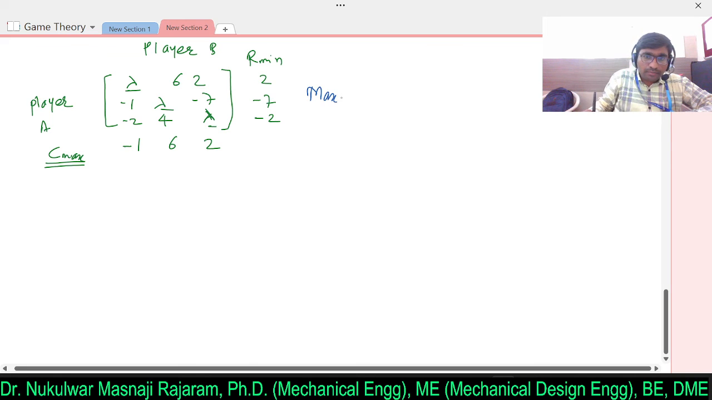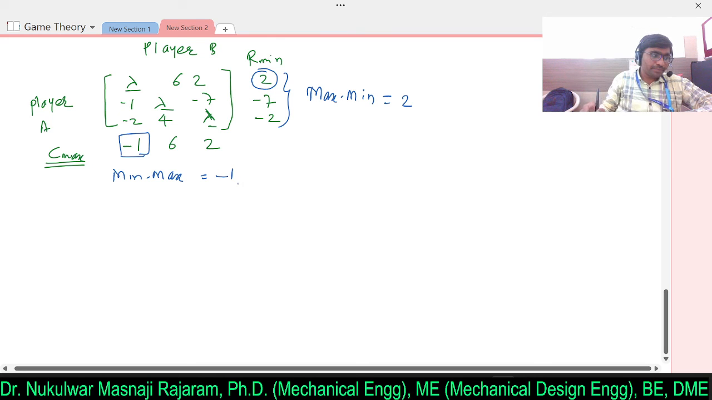Now I will evaluate the max min from all the rows. So it is equal to 2. And if you evaluate the min max value, then the minimum value, if you observe, is minus 1. Clear? Now here if you observe, max min is not equal to min max, so a saddle point will not be there.